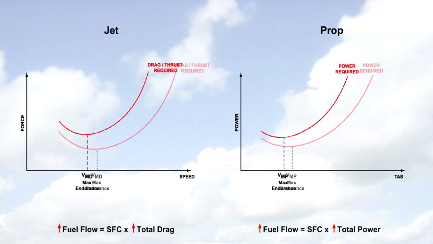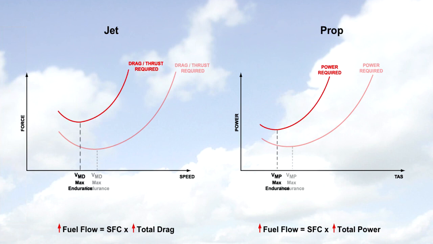You will recall that deploying the flaps and undercarriage increases parasite drag and thus causes the total drag curve and power required curve to move up and left. Looking at the jet diagram, which uses the drag curve, you can see that with the gear and flaps deployed, the aeroplane has more drag and therefore requires greater fuel flow. But notice that the speed for maximum endurance, VMD, is now lower.